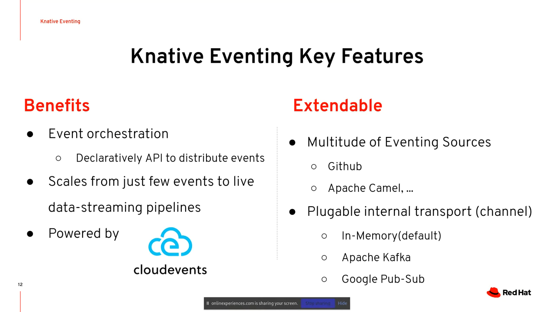On the right-hand side, I list the extensibility feature. Knative on its own has a lot of eventing sources that you can use to access existing third-party systems. For instance, we have one upstream that is GitHub. So you can combine GitHub events, like pull request related events, with your serverless application. And based on activity in your GitHub project, for instance, a pull request has been merged, it will trigger an event, and then the eventing part of Knative receives this event and forwards it to your application.